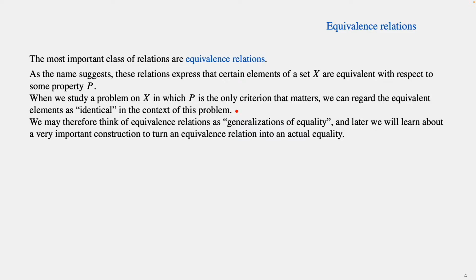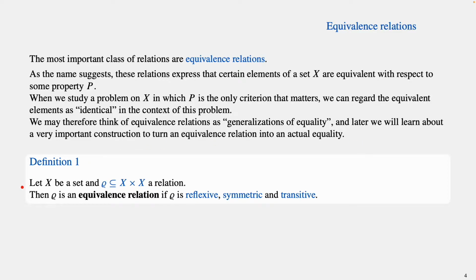So whatever makes two elements that are equivalent with respect to property P different is not relevant for the problem at hand. So this allows us to think of equivalence relations as generalizations of equality. That's an important point of view to have in mind when studying equivalence relations. And later in this video we will learn about a very important construction to turn an equivalence relation into an actual equality.